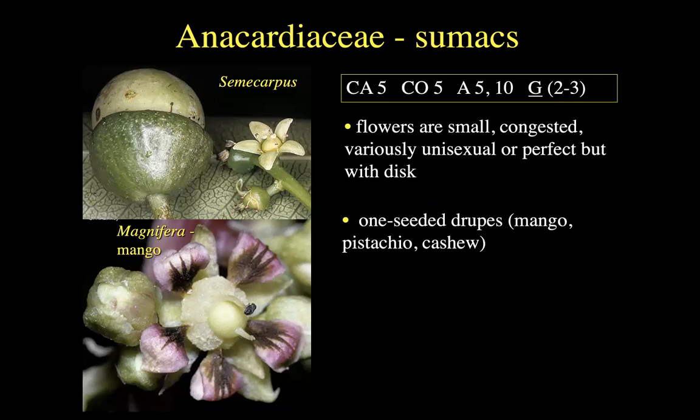So we have certainly temperate representatives in Colorado, but there's also really cool, kind of much more tropical crops, including mango, pistachio, and cashew. And the technical term for all of the fruits in this family are one-seeded drupes. So 5-merous flower with a superior gynoecium.